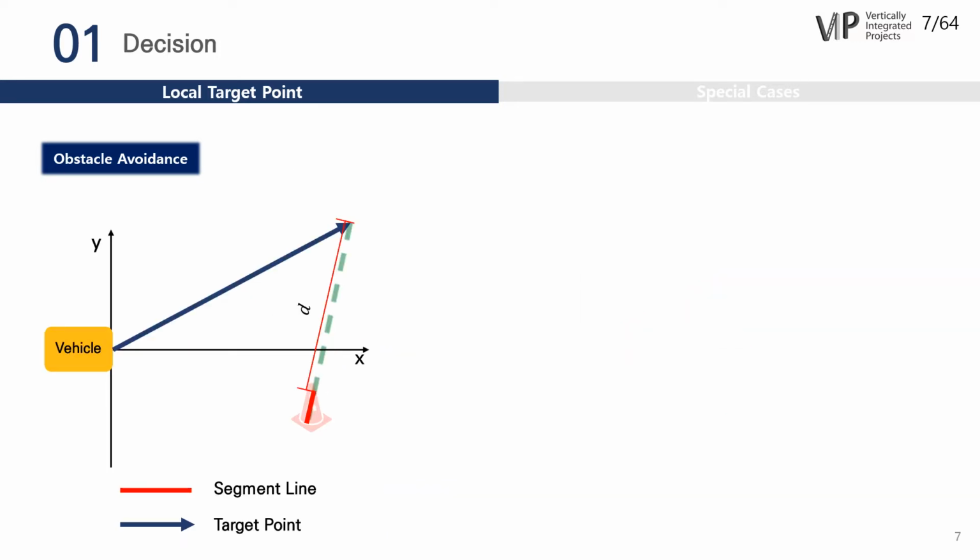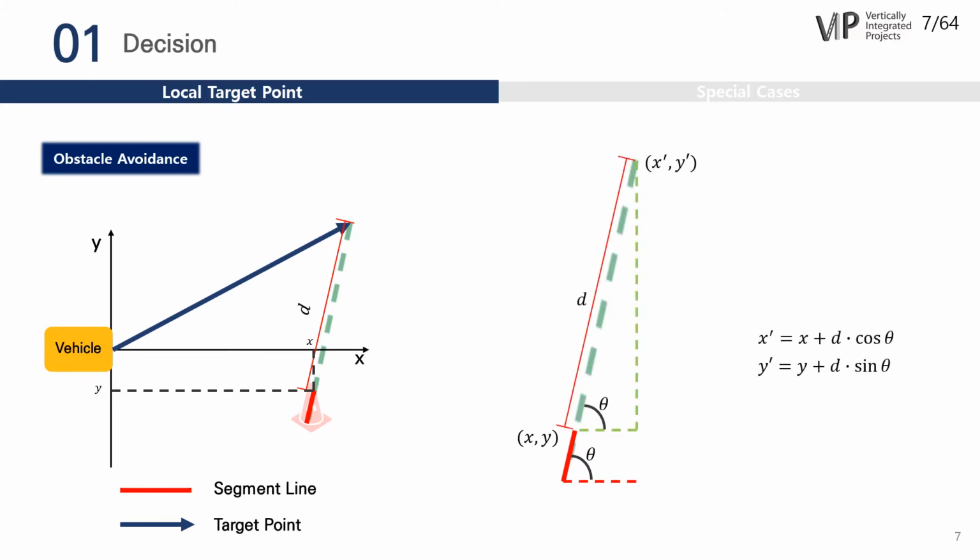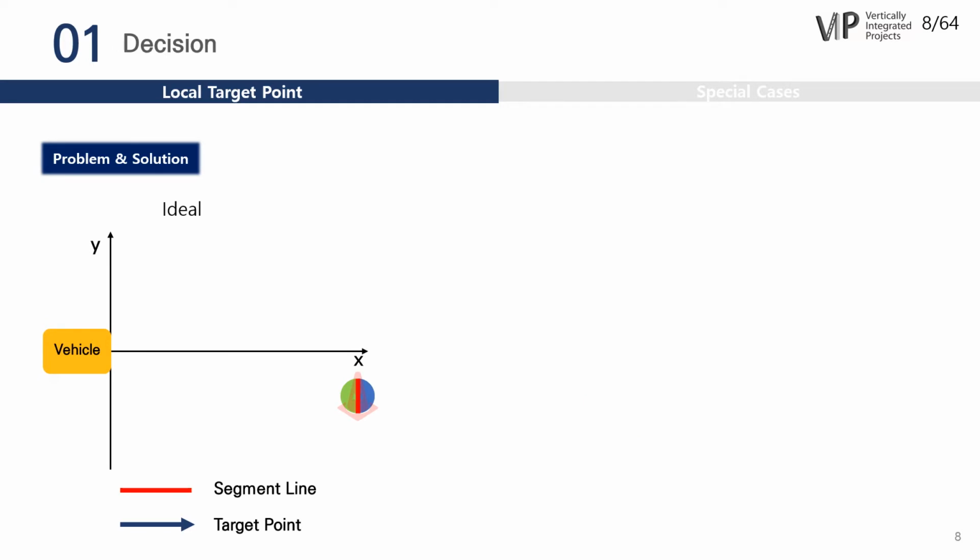How to get the target point at this time is, first, we can have the end point of segment line and the slope, and find the target point using the trigonometric formula. This is very simple. Furthermore, it can dodge obstacles effectively. Implementing in this way, we ran into one problem.